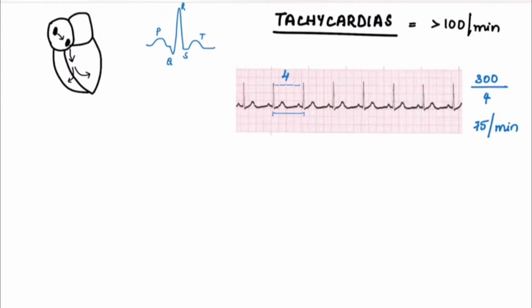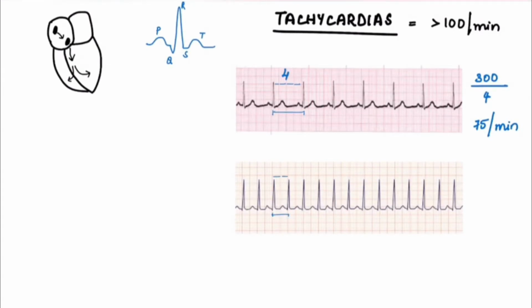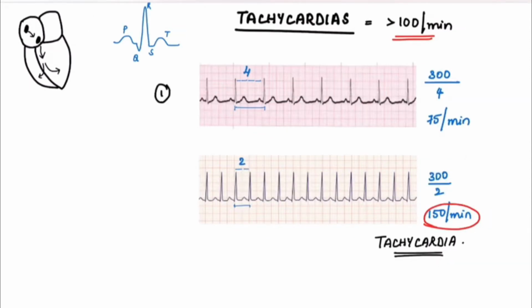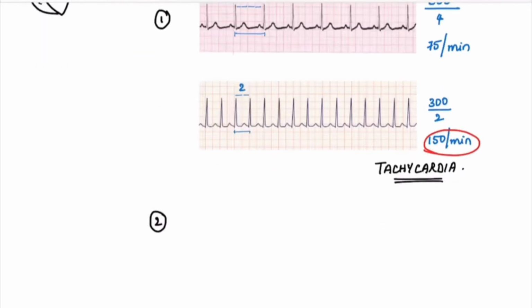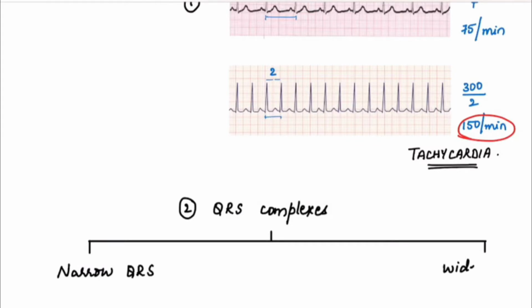Now we'll look at another ECG where between the two QRS complexes there are only 2 large boxes. So the rate is 300 divided by 2, which is 150 beats per minute. So a rate more than 100 beats per minute indicates there is tachycardia. So in an ECG strip, first see if there is tachycardia or not. The second step is to look at the QRS complexes. The morphology of QRS complexes may be of 2 types.